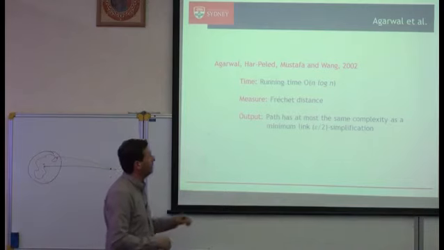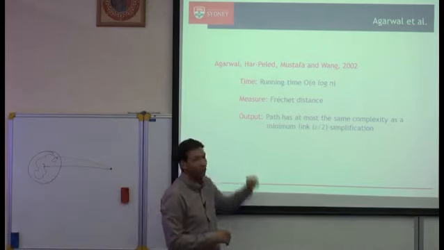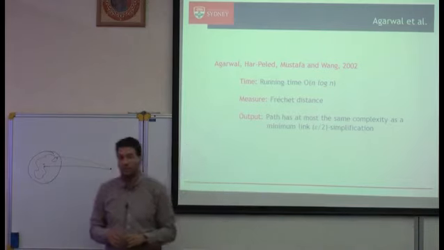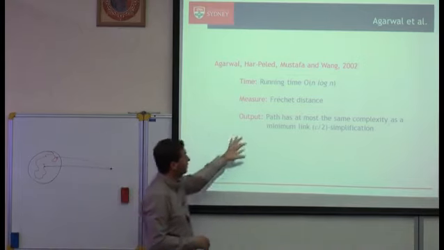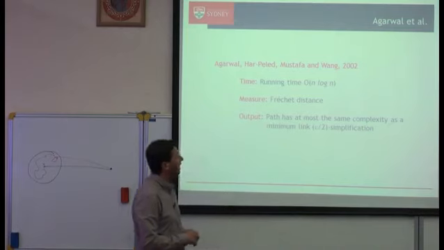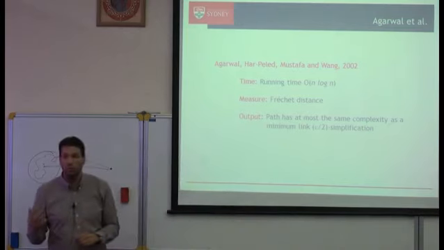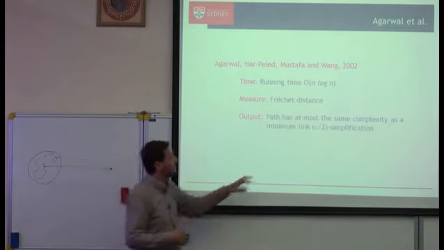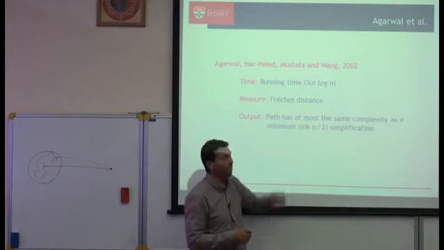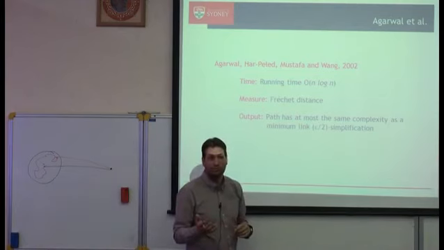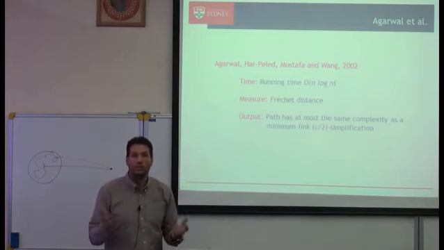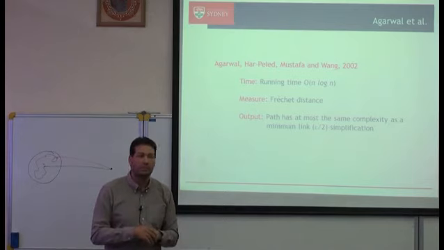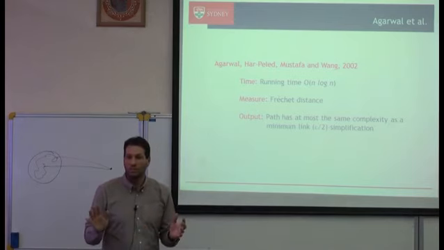So Agarwal, Halpern, Mustafa, and Wang showed an algorithm that has n log n running time. So again, it's very fast. The error measure is using the Fréchet distance, and the path that you output has at most the same complexity as a minimum link epsilon divided by 2 simplification. Right? So is that good? Is it always good?